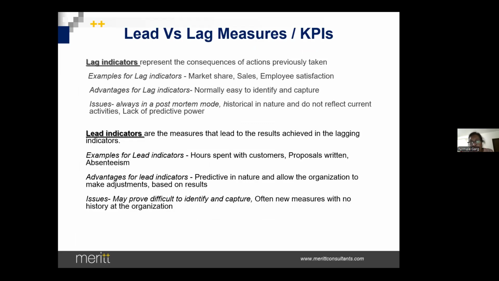I'm sure I've spoken sufficiently about lead and lag. Any clarifications further? Ma'am, can you please go to the last slide? One second.